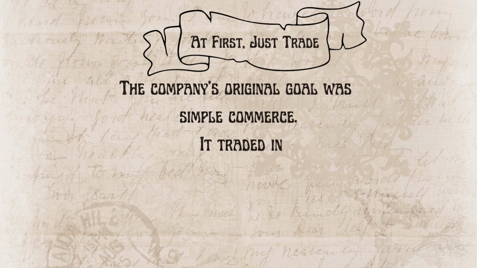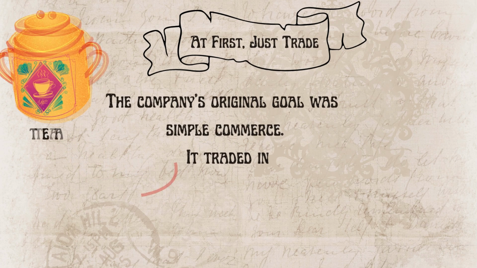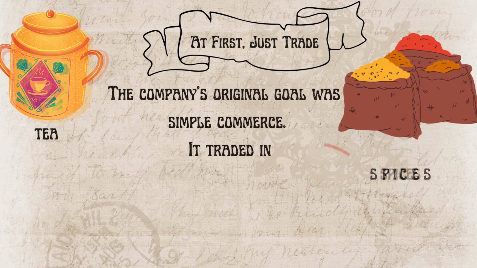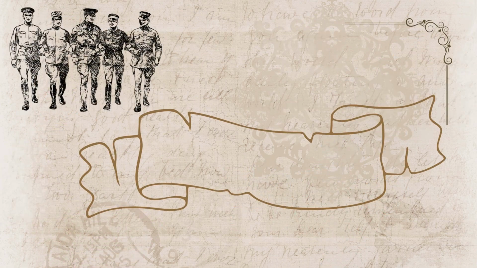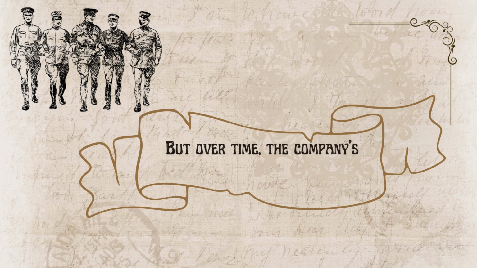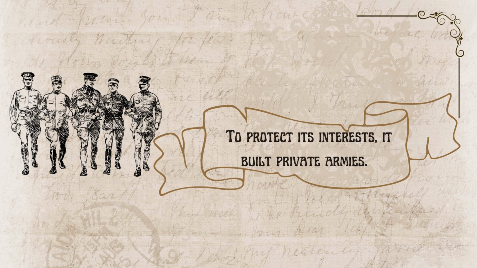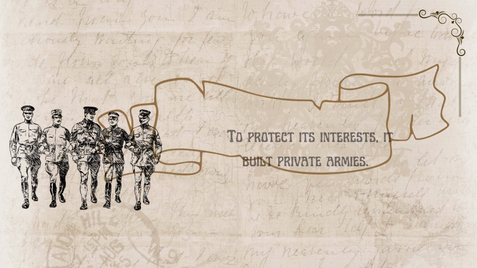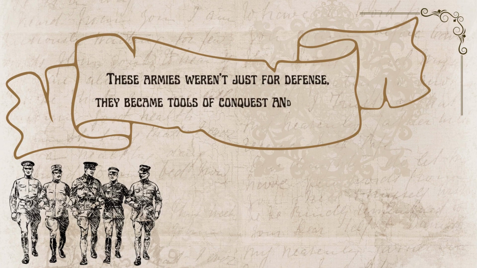Initially, the company's original goal was simple commerce. It traded in tea, silk, spices, and indigo dye. But over time, the company's ambitions expanded. To protect its interest, it built private armies. These armies weren't just for defense, they became tools of conquest and political control.